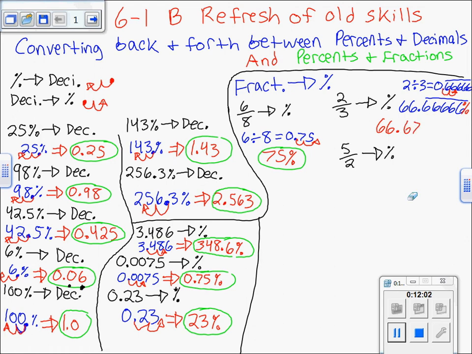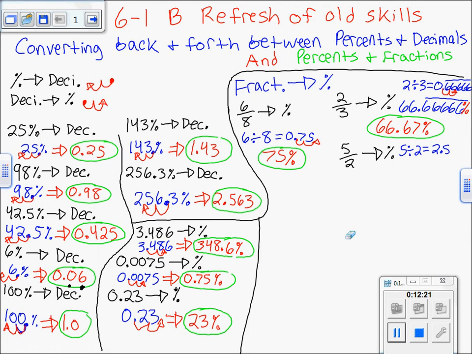So 66.67%. Give the last one a shot, if you haven't done so already. So 5 divided by 2, long division or calculator, doesn't really matter. 5 divided by 2, well, that's going to give you 2.5.